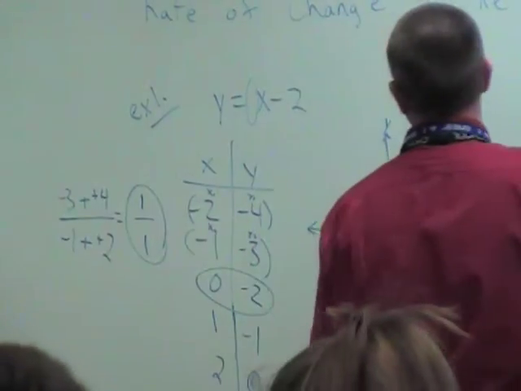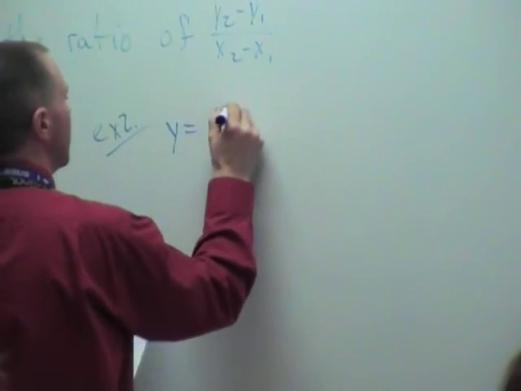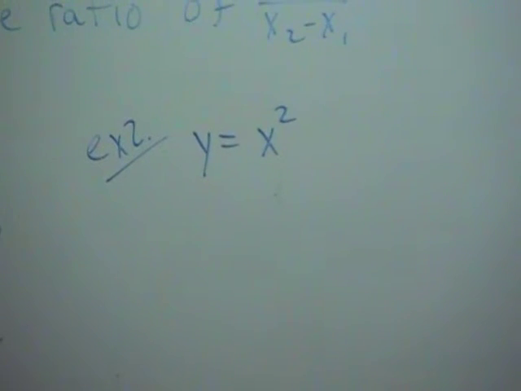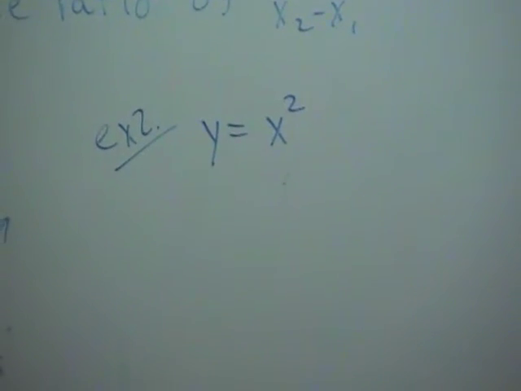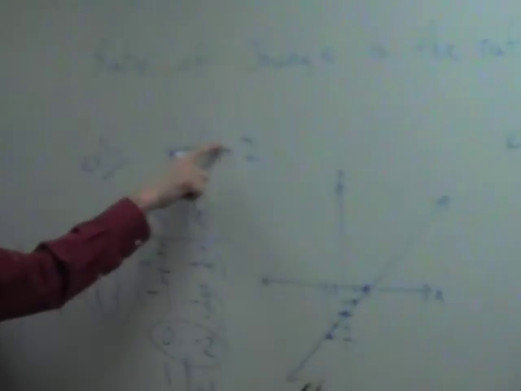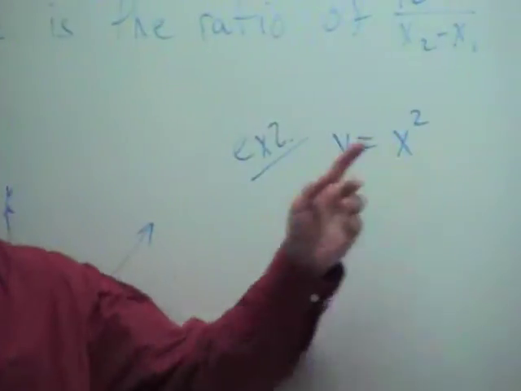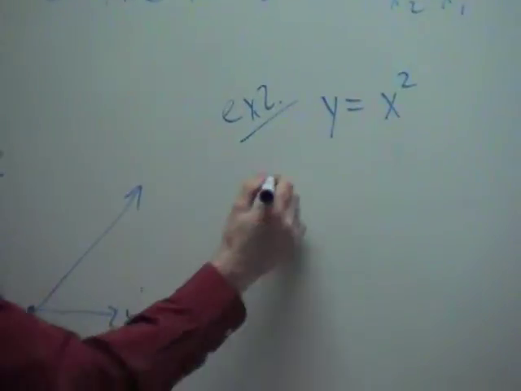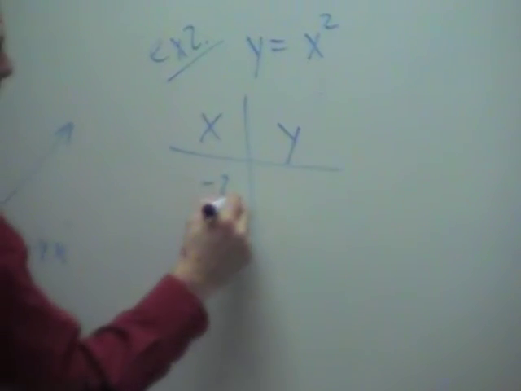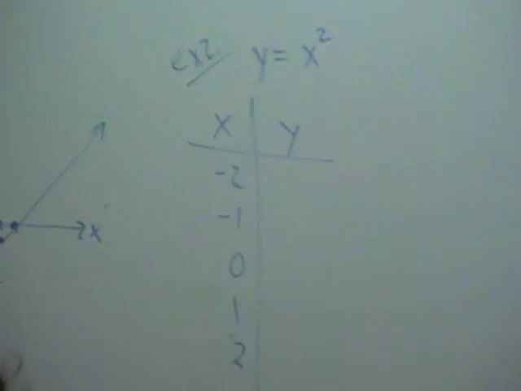All right, example 2, let's take a look at this. Y equals x squared. This is not a linear equation. Linear equations have a highest exponent of 1. Everybody look. The highest exponent is a 1. This is a parabolic equation, it has a 2. So it'll show up a little differently when we graph it. So again, I want everybody to put these values in and figure it out.